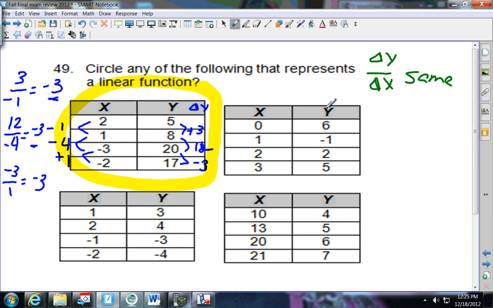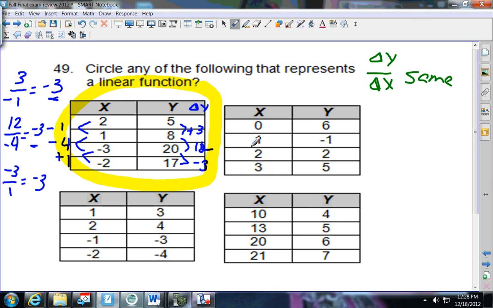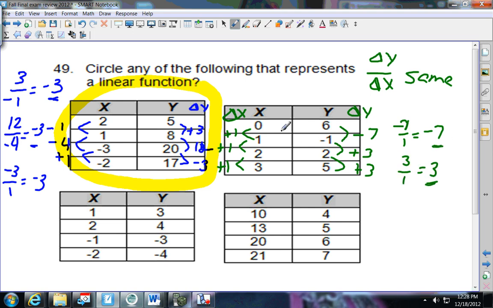I'll try this one over here. I'm going to take 6 minus 1, how do I get from 6 to negative 1? Okay, so you do delta y. Now going to the next one, right here, it's negative 7, plus 3, plus 3. That's delta y. Delta x is plus 1, plus 1, plus 1. Negative 7 over 1 is negative 7. 3 over 1 is 3. These are not the same. It is not linear.